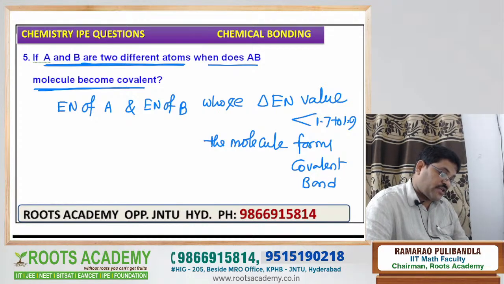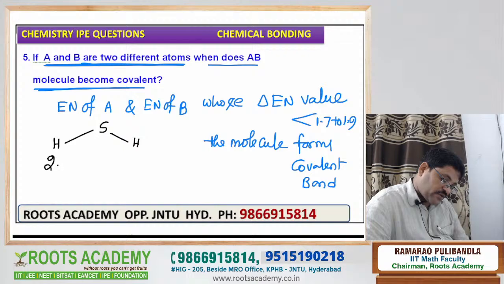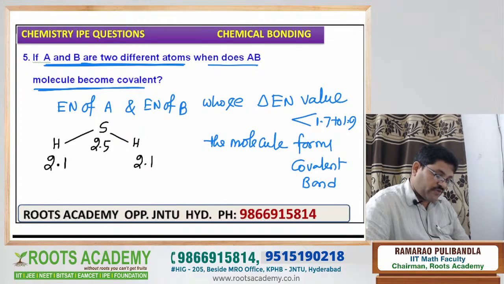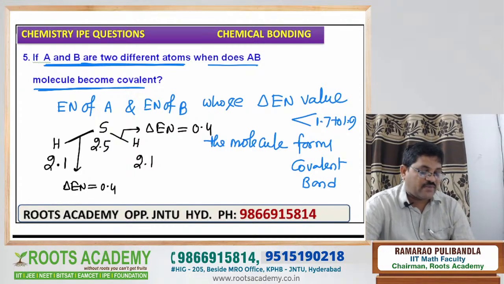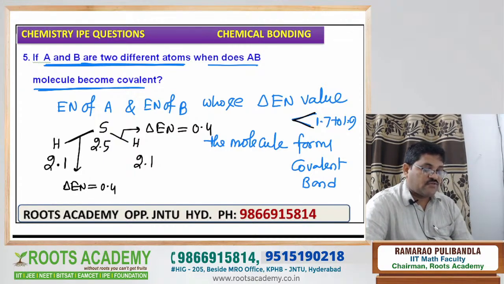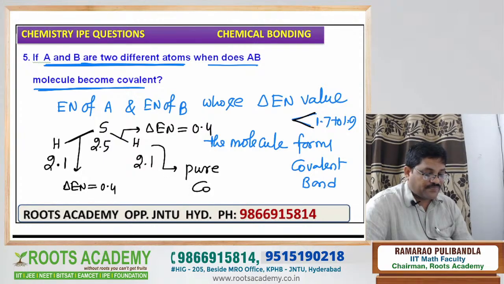I am explaining with a simple example. Take the example of the H2S molecule. The EN value of hydrogen is 2.1. The EN value of sulfur is 2.5. Now the EN difference between these two atoms is 0.4, which means 2.5 minus 2.1. So it is less than 1.7 to 1.9. That's why the H2S molecule is a pure covalent molecule.